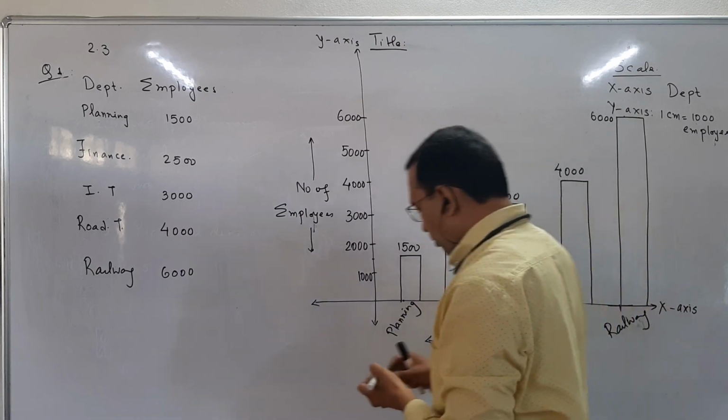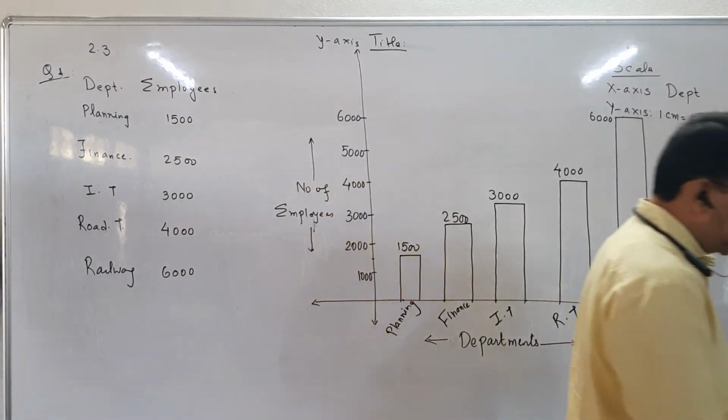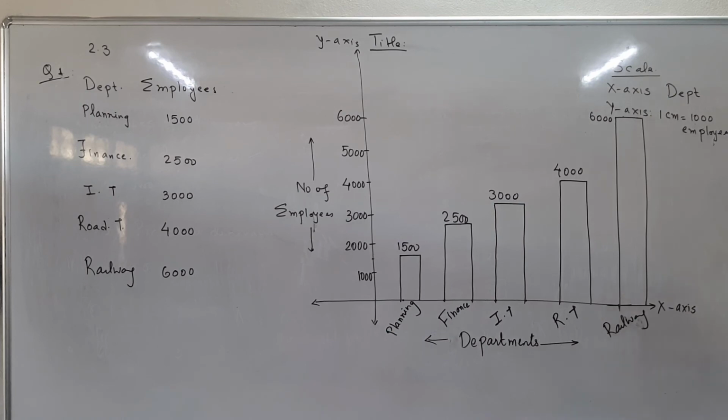In the first three boxes which we have left, there you have to write the title. The title is: bar diagram of number of employees working in various government departments. What title do we have to write? Bar diagram of number of employees working in various government departments. Check, it is in increasing order. As you proceed one by one, the height of the bar increases. That you have to write in the first three lines, which you have left at the top.